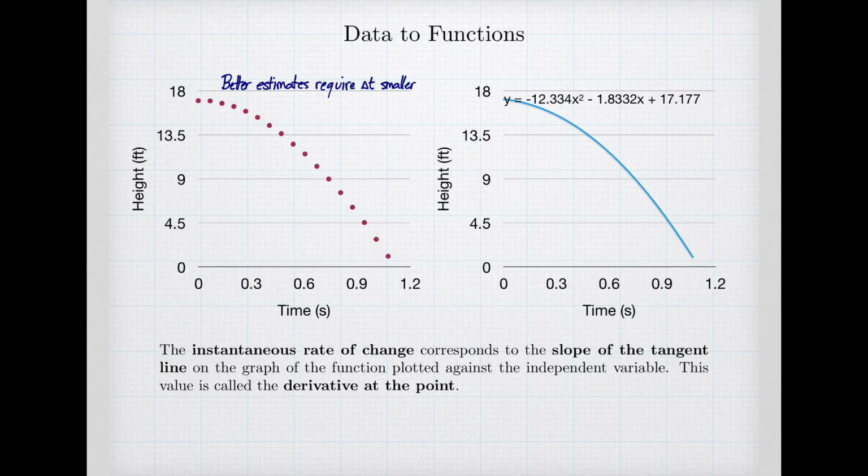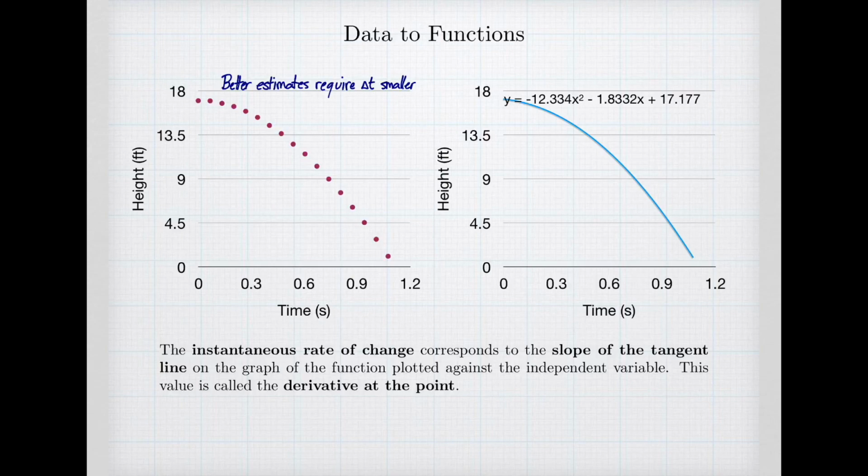And so if I want better estimates of my velocity, I need smaller delta t's. I need faster frames per second so that my data points are closer together if I want to get a better estimate of velocity. And of course, I also would need much more accurate data because I just have too much error here.